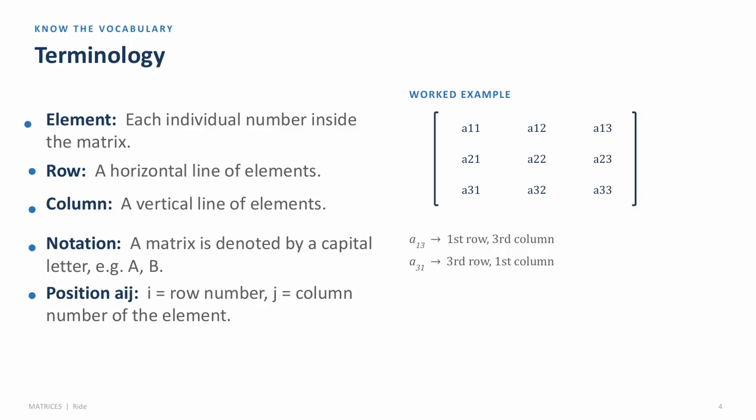You should also know the meaning of certain terms associated with a matrix. So first is the element. Each individual number inside the matrix. So a11, a21, a31, a12, a22. These are all the elements of a matrix. A row is a horizontal line of elements and a column is a vertical line of elements. A matrix is denoted by a capital letter. It could be A, B, C, D, etc. Position aij: i is the row number and j is the column number of the element, as I just explained.